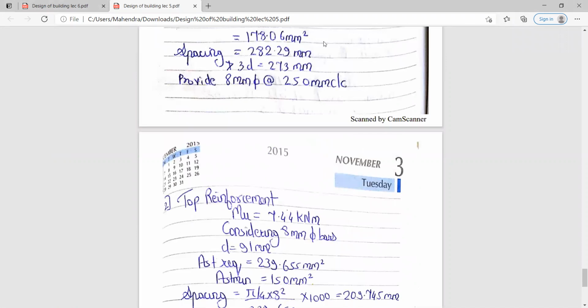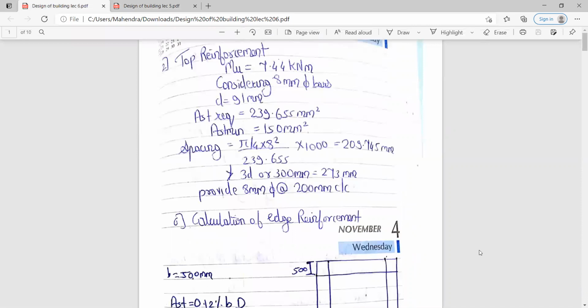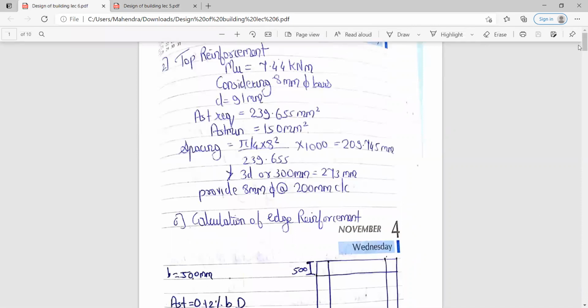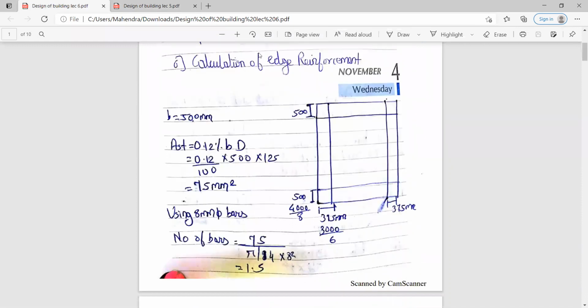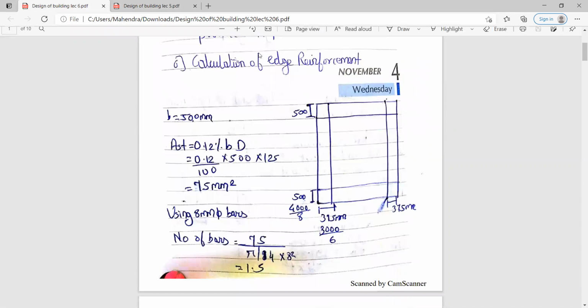This is for the main reinforcement for the top as well as for the bottom, for the short as well as for the long span. So up to here we have done the calculation for the main reinforcement. Now we need to calculate for the edge reinforcement. Yes, is my screen visible to you, everyone? So now you need to calculate for the edge reinforcement.